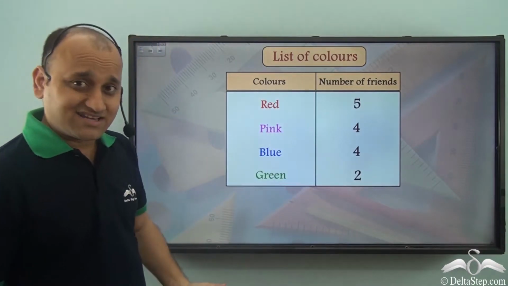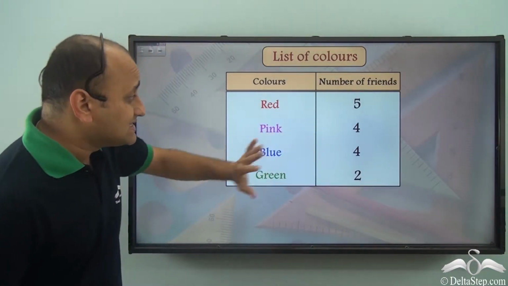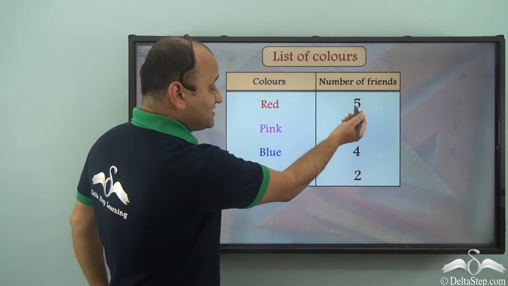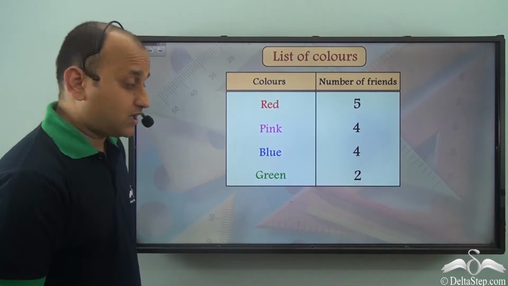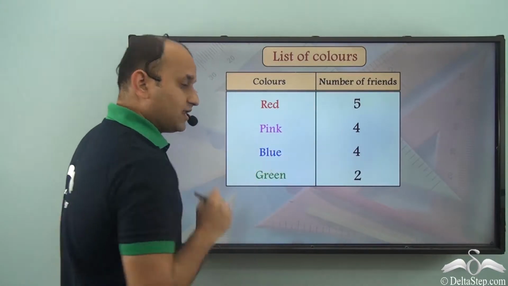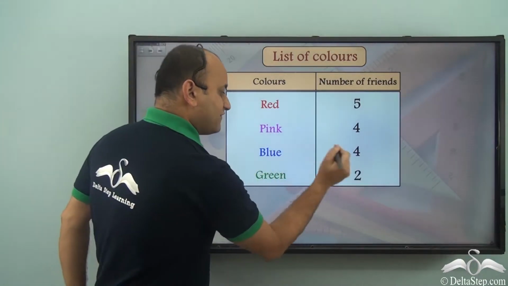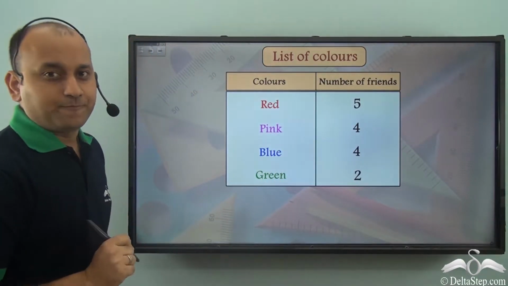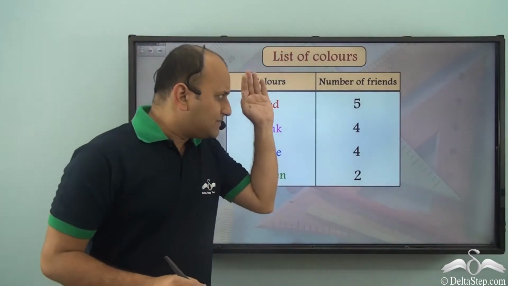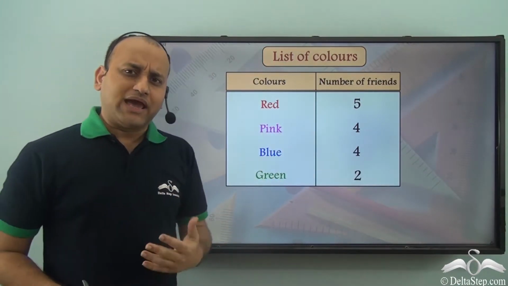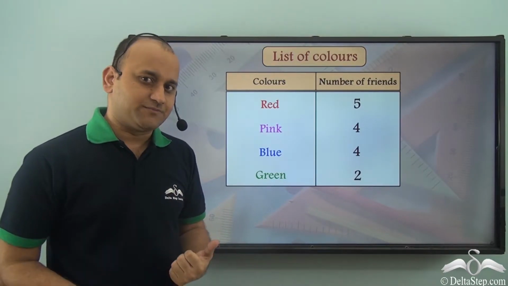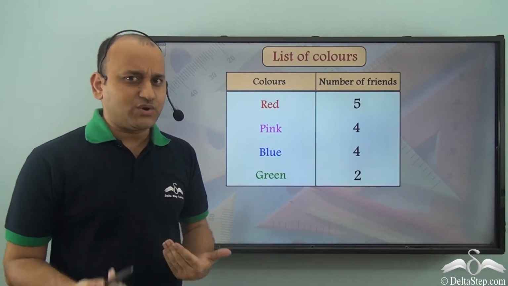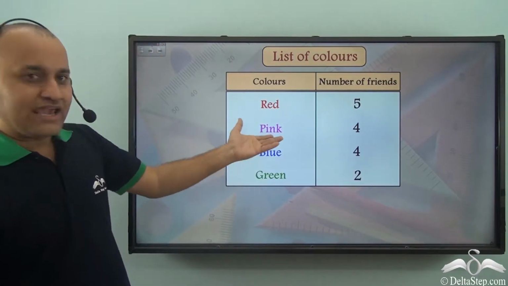Now what does this signify? Well, it means that 5 of his friends like red, 4 of his friends like pink, 4 of his friends like blue, and 2 of his friends like green. Now from this data you can extract a huge amount of information. But what type of information can you extract? Well, that depends again on the data.